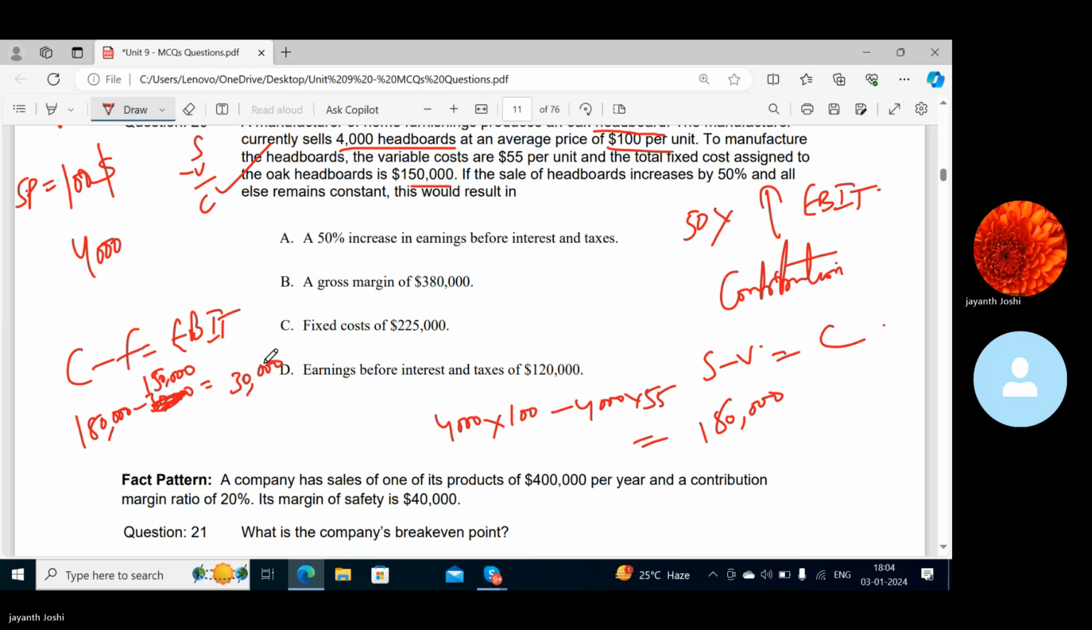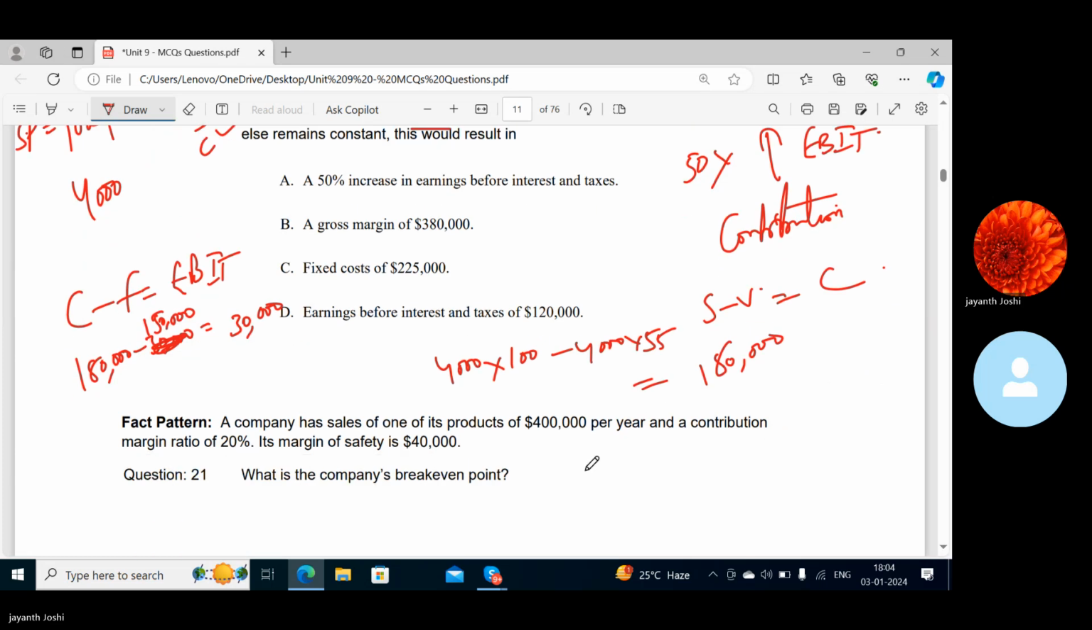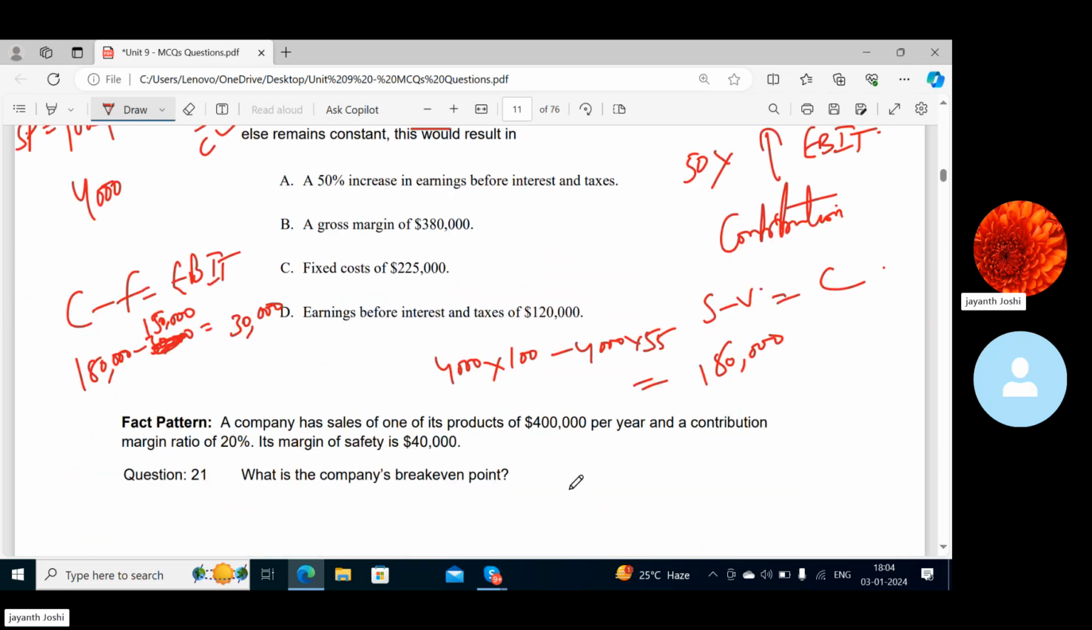Now let us find that EBIT with changes. What are they saying? Sale of headboards increases by 50%. So it becomes 6,000, right? A 50% increment means 4,000 into 1.50, it's 6,000. Tell me what is the contribution with the increased number of units?